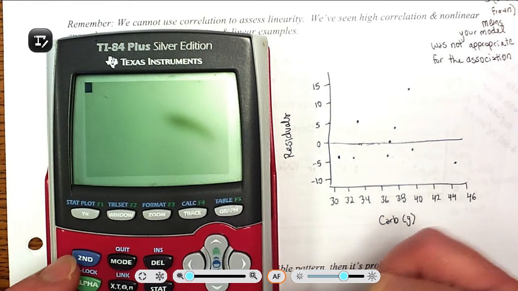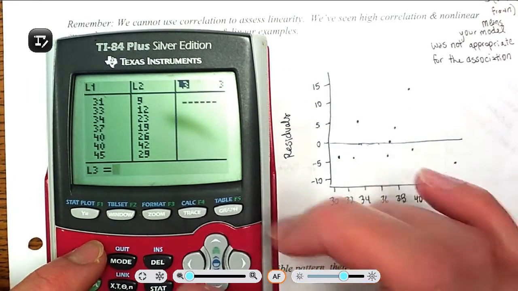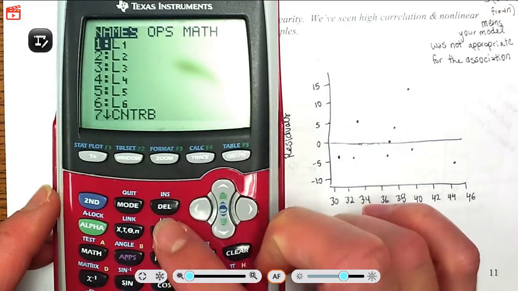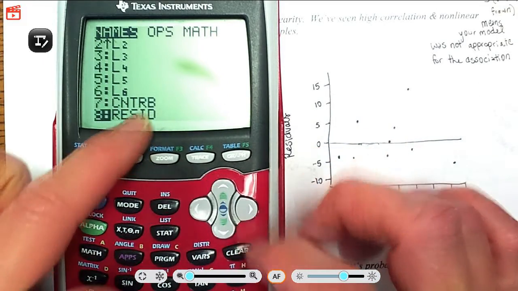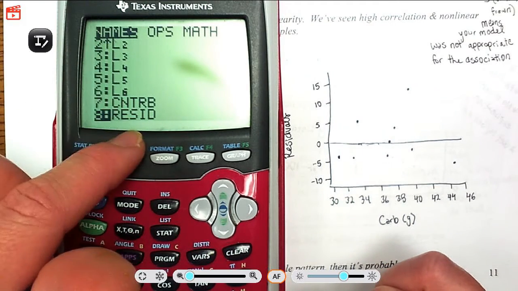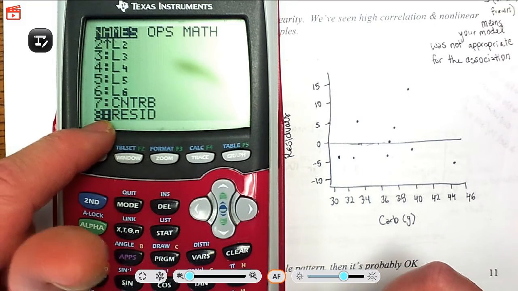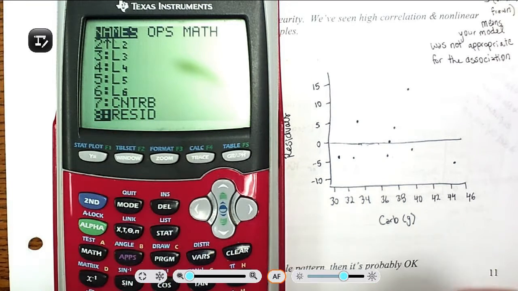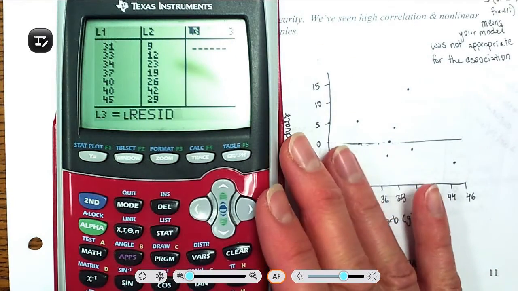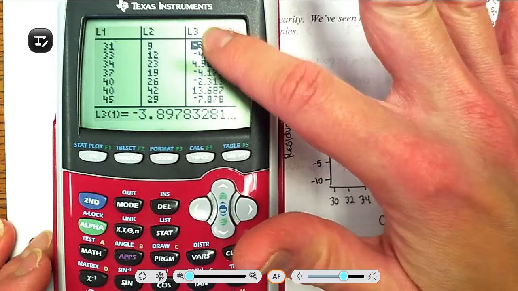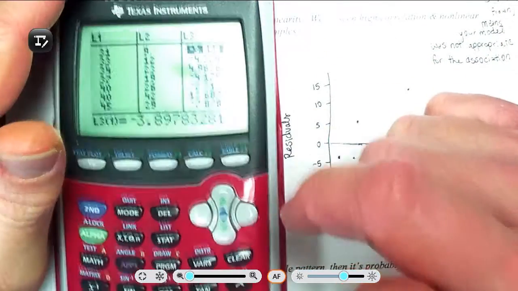I can go to lists, which I always forget where it is. Lists, yeah, there it is. Okay, one more time. Stat, edit, L3, up to it, hit enter, go to second, lists. Then scroll down. On every operating system it's in a little bit of a different spot, but it's somewhere in this first column. There's the word resid. It might be option 8, option 4, option 10, I don't know. You want that option though. Click enter, and you want to go to L3 and put the residuals. Hit enter. Now remember what's what. Your L1 is still your x's. Your L3 is now your residuals.